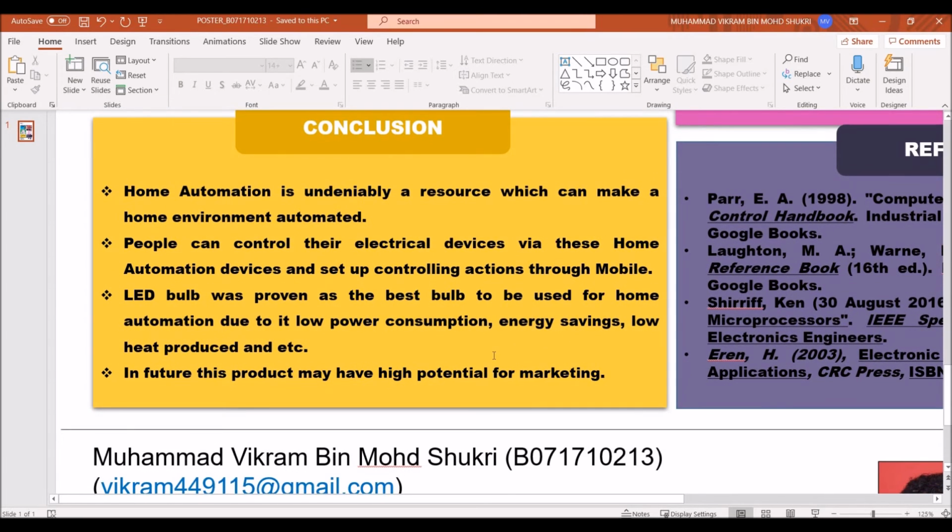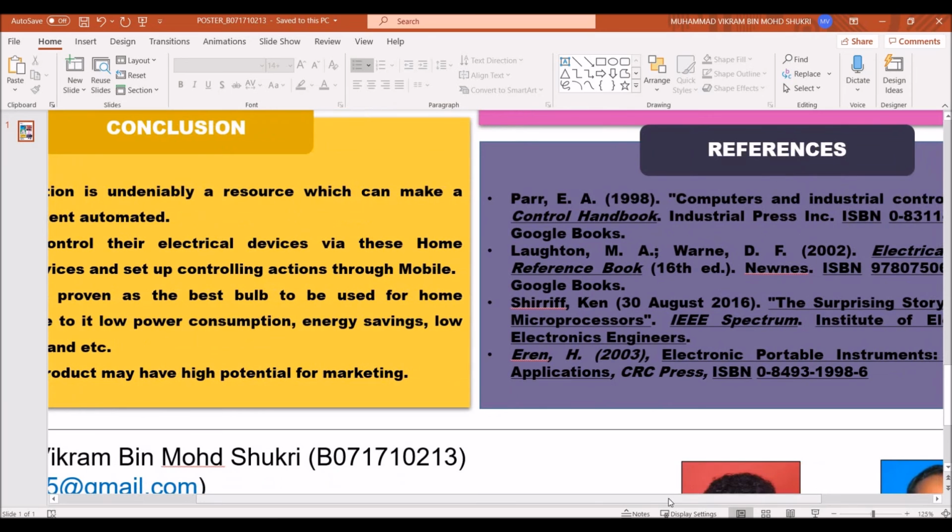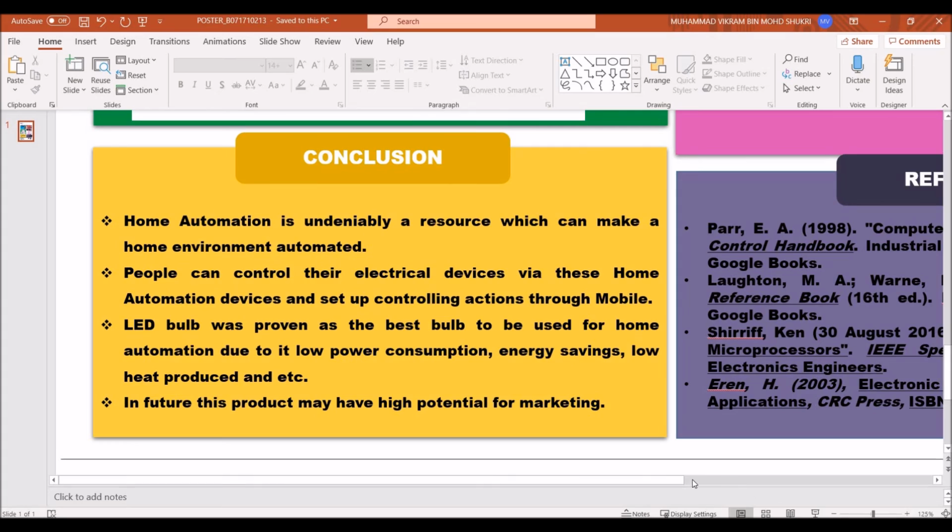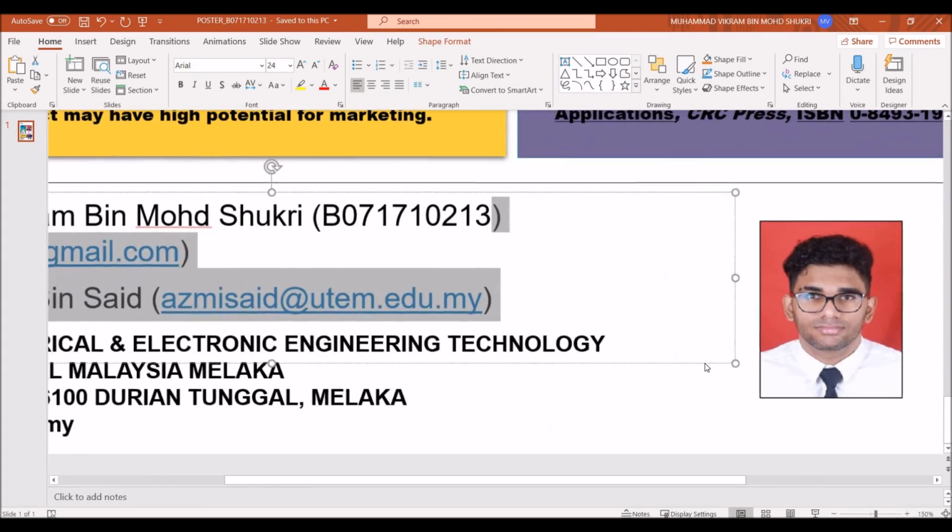And in the future, this product, my home automation system, my smart home system, has very high potential for marketing if only people see the potential in it and decide to take action. Because overseas, there are a lot of houses that already have this home automation system, making their life much easier. One day we will come to realize this. And here are my references for my poster.